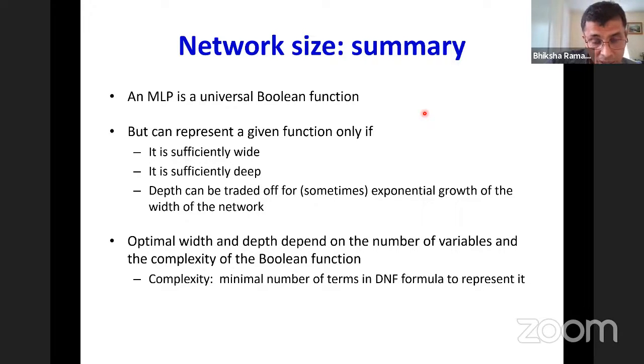And the complexity of the Boolean formula really governs the size of the network, where the complexity is the minimal number of terms in the DNF formula for the function. And as it turns out, trying to even determine the minimal sized DNF formula for a Boolean function is an NP-hard problem that cannot be solved. And so we're just better off building deep networks as opposed to trying to find out the optimal shallow network.